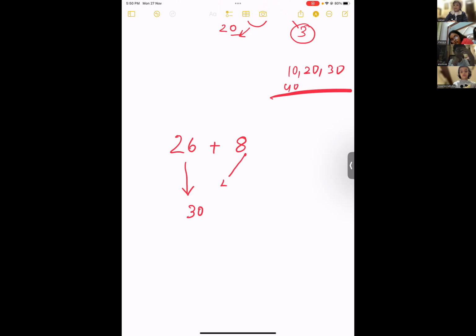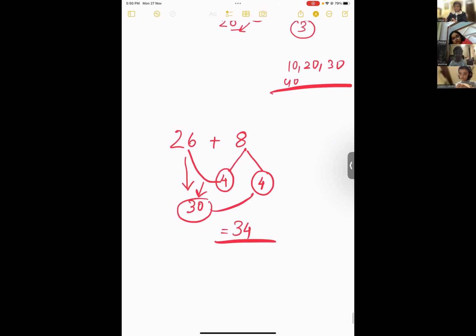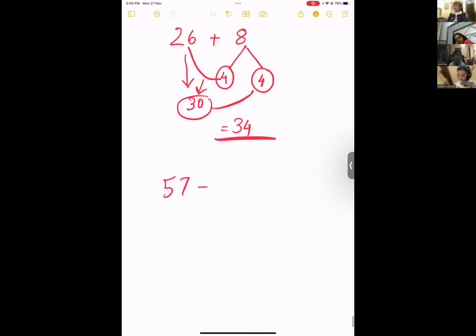Okay? So from 8 I have taken a 4 away. Now, how much is left with 8? 4. So now this 4, Kabir, and this 26 makes a 30. Yes. Now, 30 plus 4 is? 34. Now, another question. 57 plus 8.